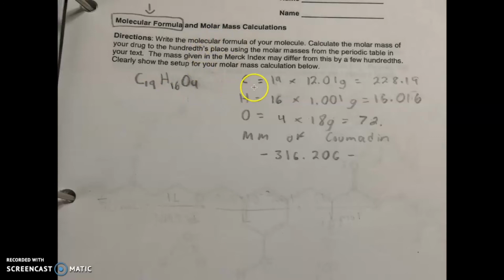And then from there, you have to find your molecular mass. So you take your carbon equals 19 times 12.0 grams equals 228.19. And then you would do the same for your hydrogen. So 16 times 1.001 grams equals 16.016. And then you would do the same for your oxygen. So 4 times 18 grams equals 72. And then from there, you would add all these numbers up to get your molar mass. So the molar mass of Coumadin is 316.206.